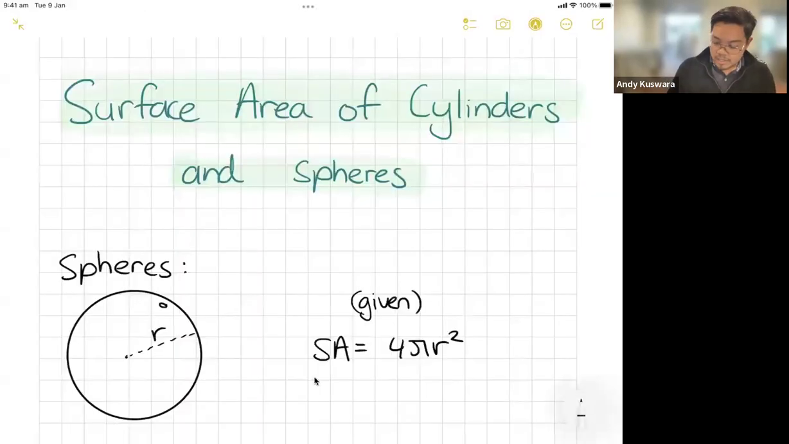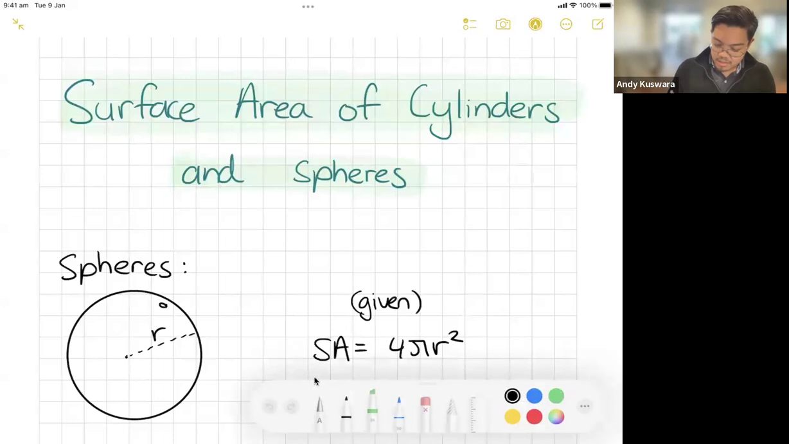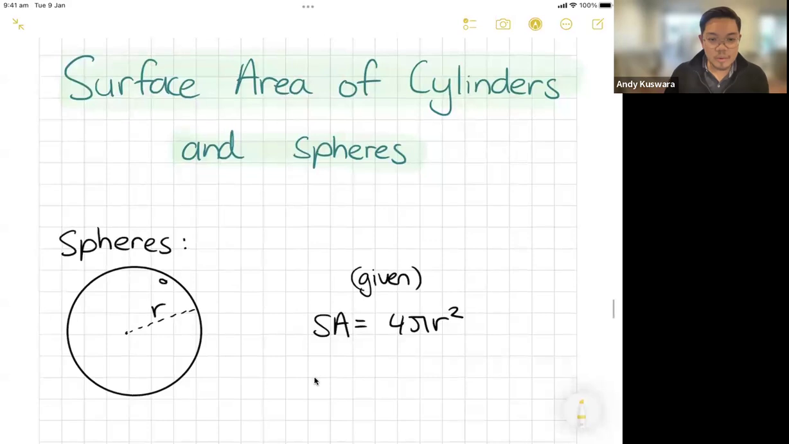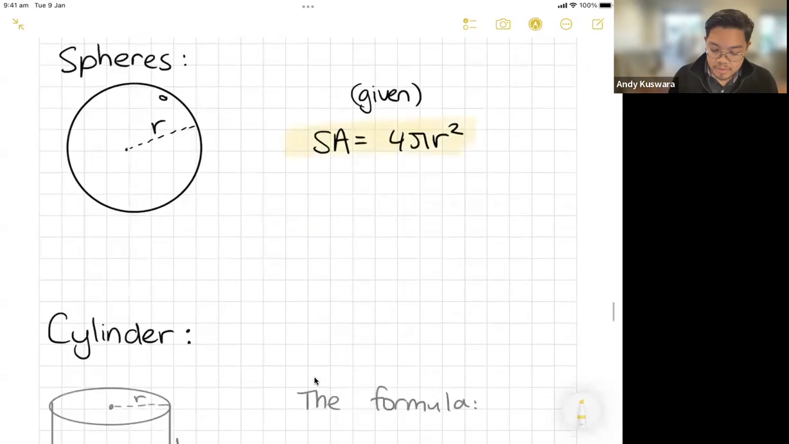Okay, let's get to it. Today we're talking about surface area of cylinders and spheres. There's just a nice couple of formulas. For a sphere, all you need to know is the radius, and the surface area is 4 pi r squared. That's going to be given to you on your reference sheet. You just kind of have to remember.